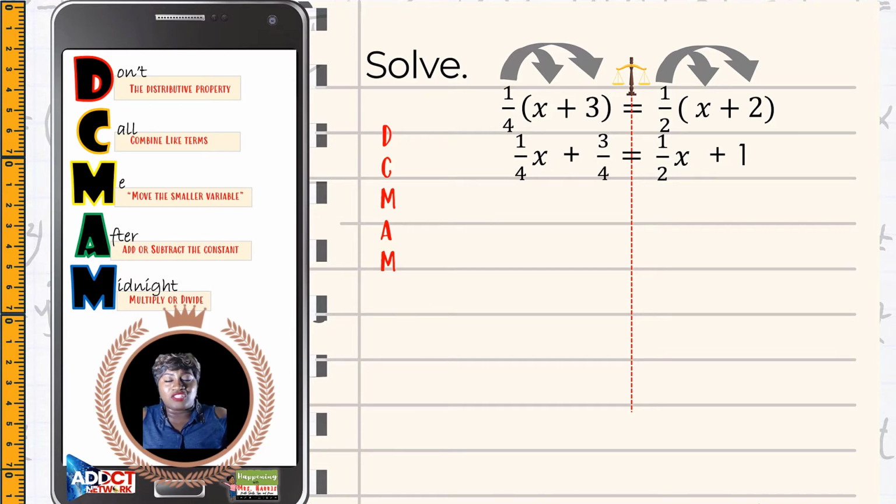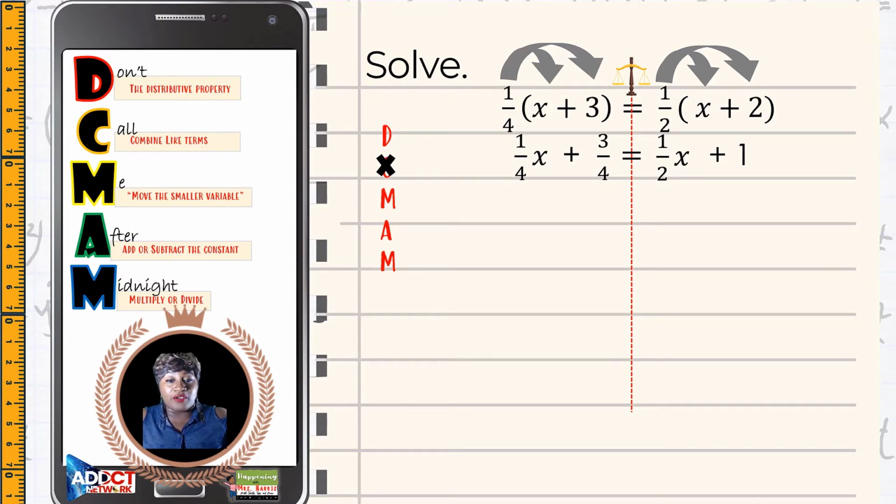Are there any like terms on the left side of the equal sign? No, there's not. We're only left with 1/4 x plus 3/4. They're not like terms. Only one of those fractions has the variable x. On the right side of the equal sign, are there like terms? No. 1/2 x plus 1. Only the 1/2 has a variable, so no like terms there. Therefore, we can cross out the letter C. Now we'll move on to M.